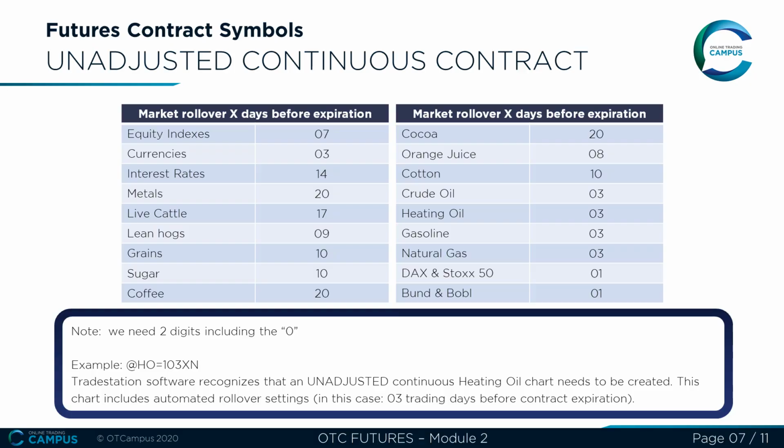use 0.8, for cotton you use 1.0, for crude oil you use 0.3, for heating oil you use 0.3, for gasoline you use 0.3, for natural gas you use 0.3, for DAX and Stocks 50 you use 0.1, and for Bund and Bobl you use 0.1. And how to calculate these numbers, I will explain in lesson 5 of this model.